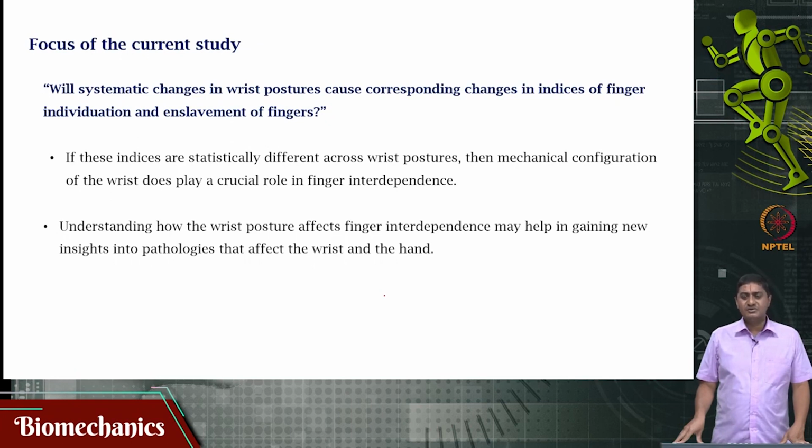So in this video, we looked at the background for the study on the kinematic enslavement, or how wrist posture affects the indices of finger interaction in kinematics. These indices are individuation index, stationarity index, and the enslavement matrix.